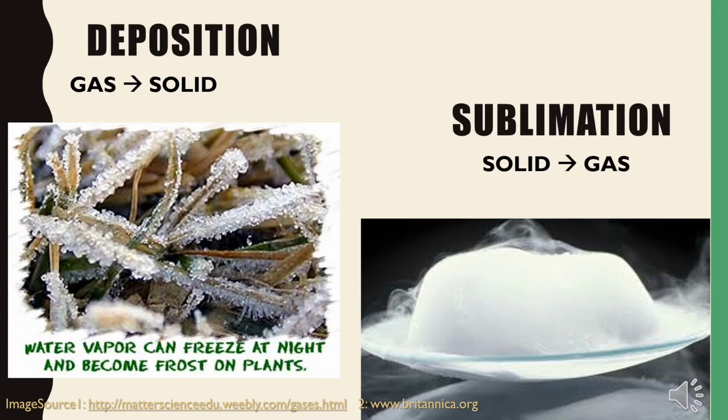This is a process that happens when there is a lot of humidity in the air, meaning there is a lot of water vapor or gas in the air, but the temperature is very, very low. That means the cold weather can turn the gas straight into a solid. This happens during winter when water vapor freezes and becomes frost. Usually we see evidence on plants at night.